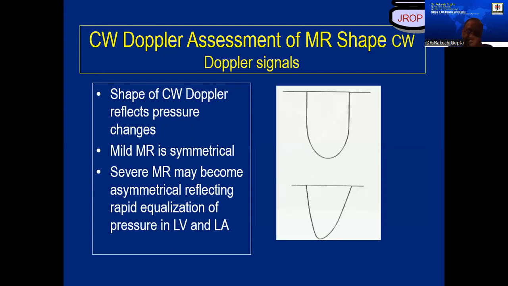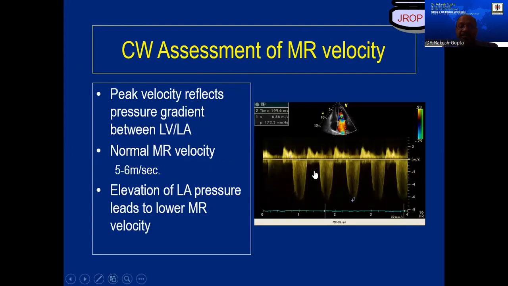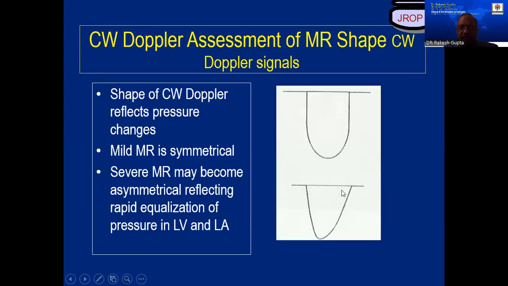Then even the signals are dependent on severity of MR. Normally it's a tongue-shaped signal, so acceleration time and deceleration time are almost the same. If you have a Doppler signal pattern where acceleration is faster and deceleration is slower, it means the patient definitely has severe mitral regurgitation. Now, the gradient may not be very high. And why does this happen? Because of rapid equalization of LV and LA pressures.